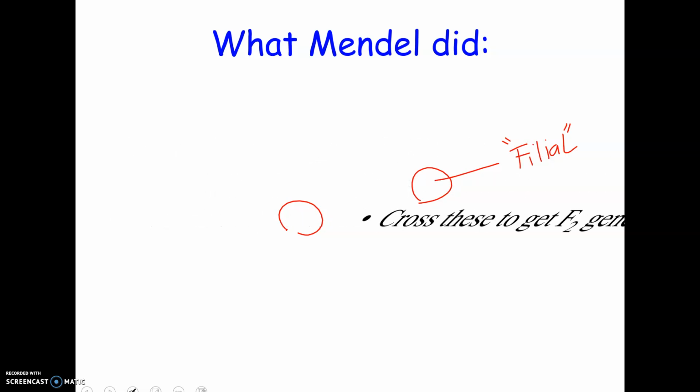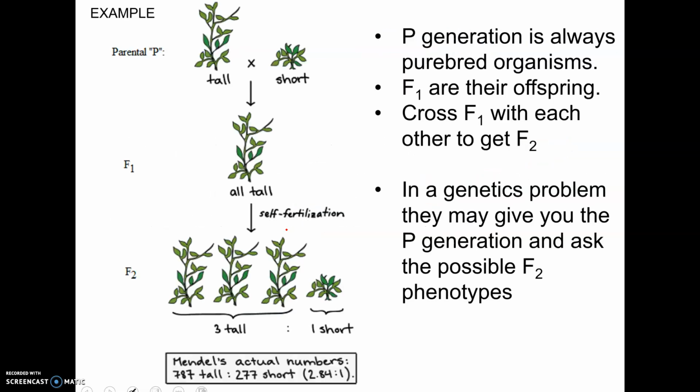Okay, so here's an example of what he did. So we have tall and short. Now what he found is every time he started with a P generation of pure parents, when he crossed the two versions of the trait, one of them disappeared in the F1 generation. So in this scenario, as you can see, all the offspring came out tall. This happened every single time. Every trait he tested, one trait sort of covered up the other. And this is going to lead us to his first principle, the principle of dominance, which says some traits cover up or mask other traits.